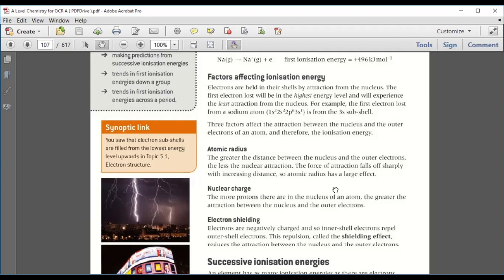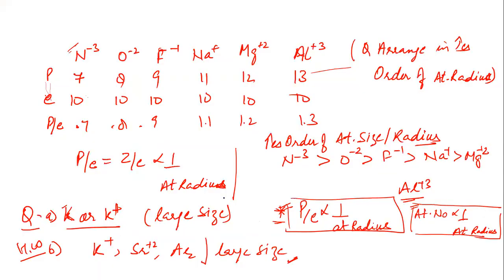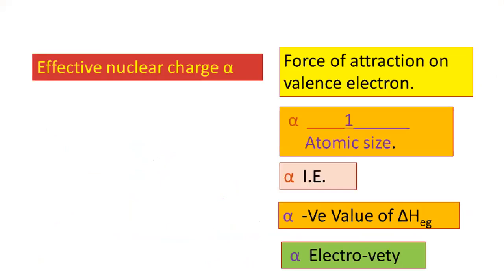Do you know what atomic radius is? It is just the radius of the atom, or you can say it is the distance between the center of the nucleus and the outermost shell. Wait, I will show you a little bit on this one.